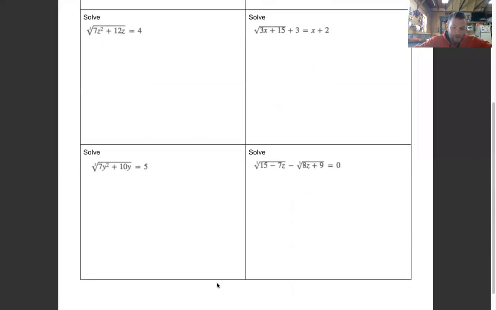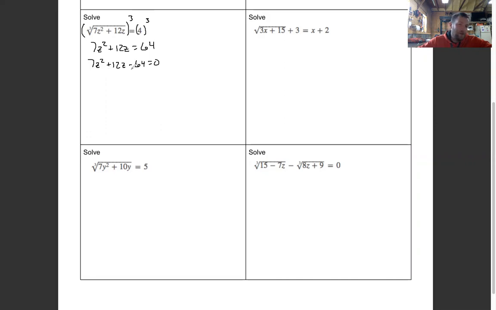So the next one I have is a cube root. In order to get rid of the cube root, I just cube both sides. So I'm left with 7z squared plus 12z is equal to 64. I move the 64 over, so I'm left with 7z squared plus 12z minus 64 is equal to 0.